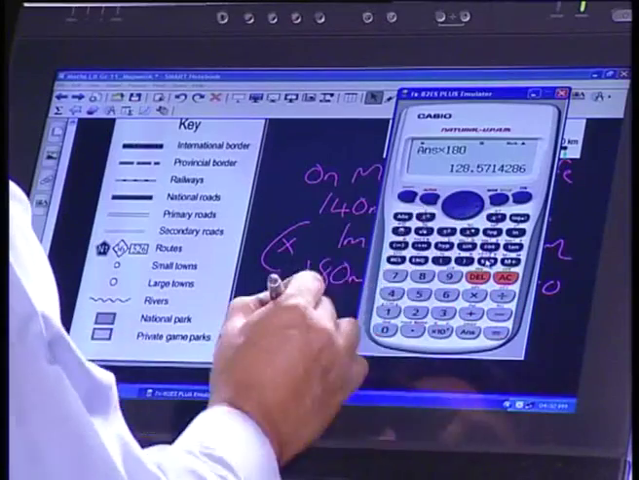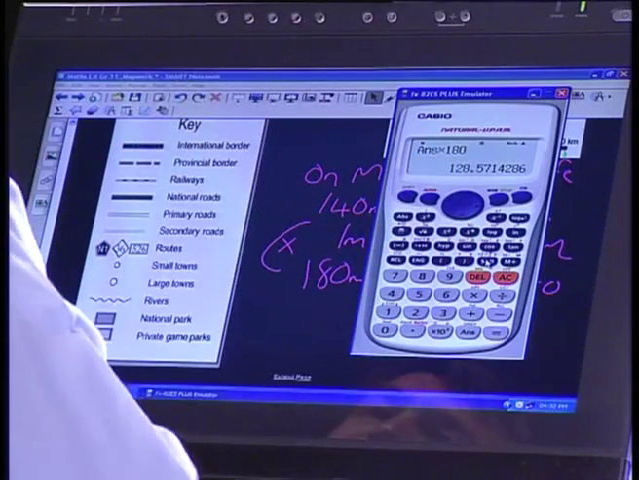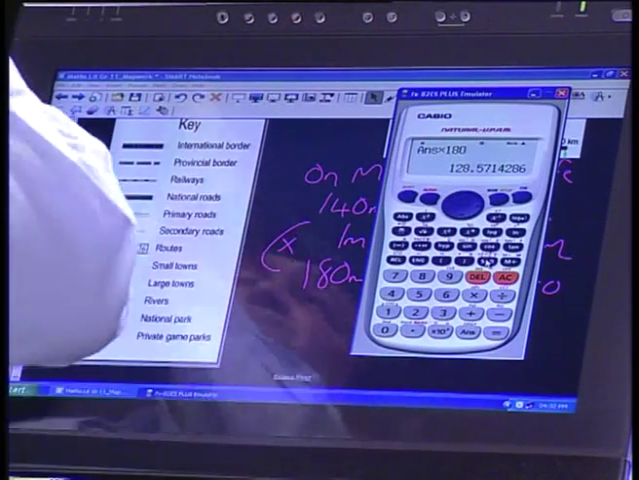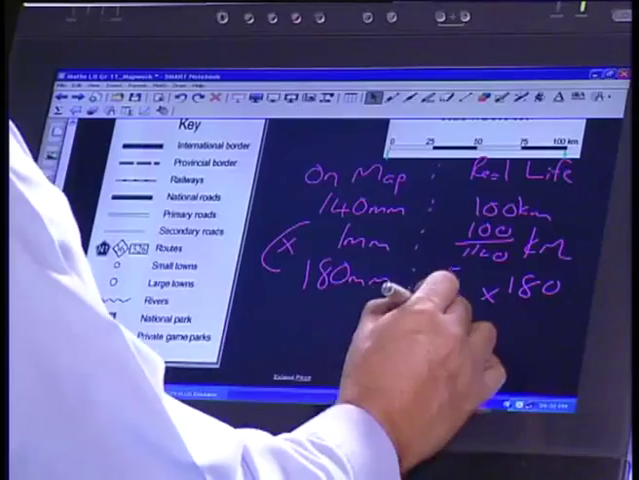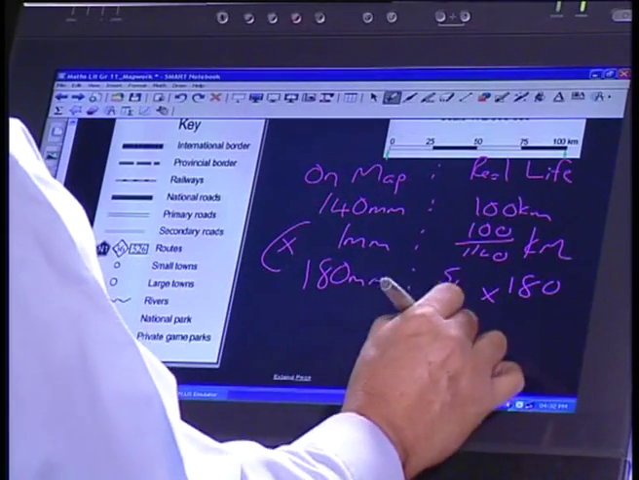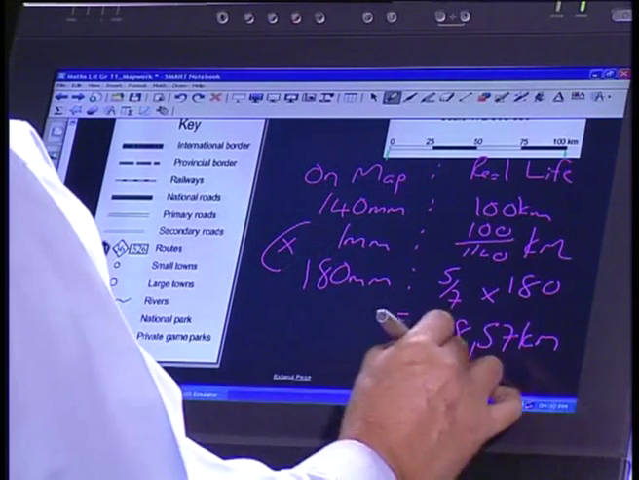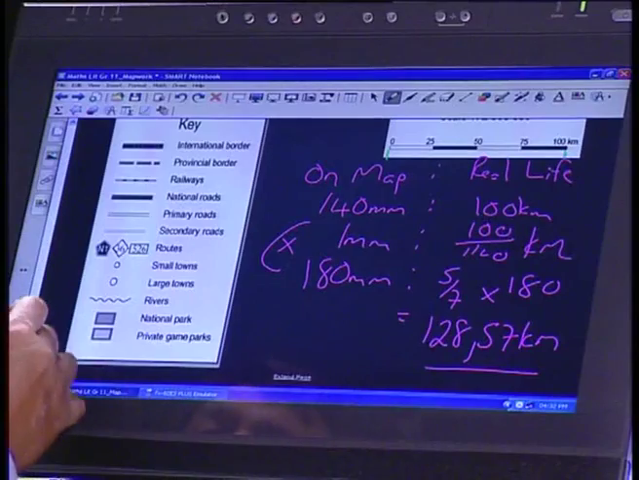We push S to D, and we get 128.57. I'm rounding to 2 decimal places. Why? Because normally in your exams, the examiner will say to you, round to 2 decimal places where necessary. This is necessary, that's why we're doing it. So 128.57 kilometers. So that is my answer now.